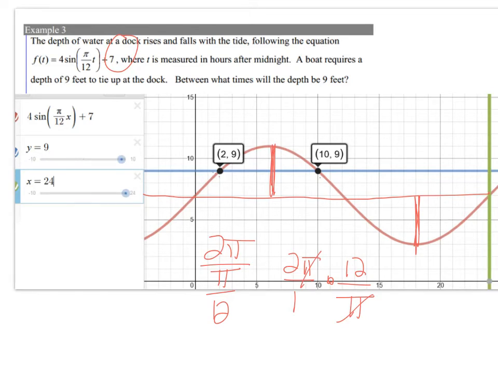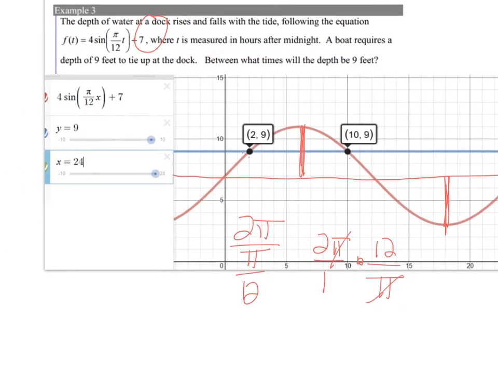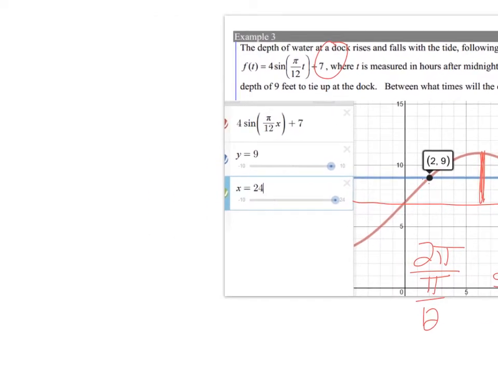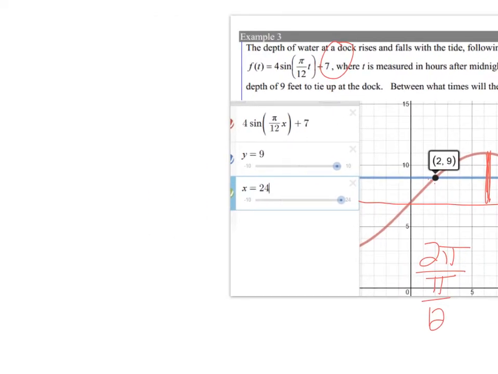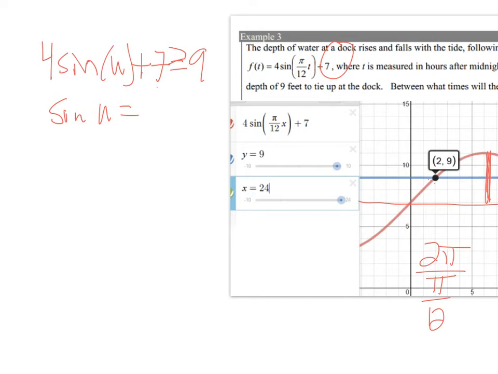So again, let's talk about how to solve this kind of equation. Well, what we're going to do is temporarily forget about the pi over 12. I'm going to do a little u substitution here. I'm going to say that I'm just talking about the sine of some u variable, plus 7. I want to know, when is that greater than or equal to 9? I guess I could say equal to 9. So I'm going to solve this for the sine. So sine u equals, I'm going to subtract 7, which is 2, then divide by 4. 2 over 4 is 1/2.